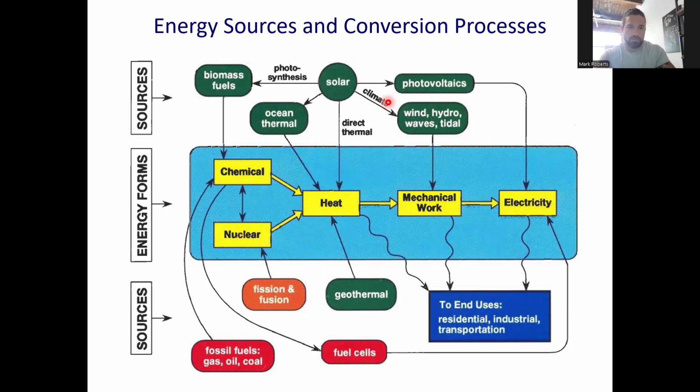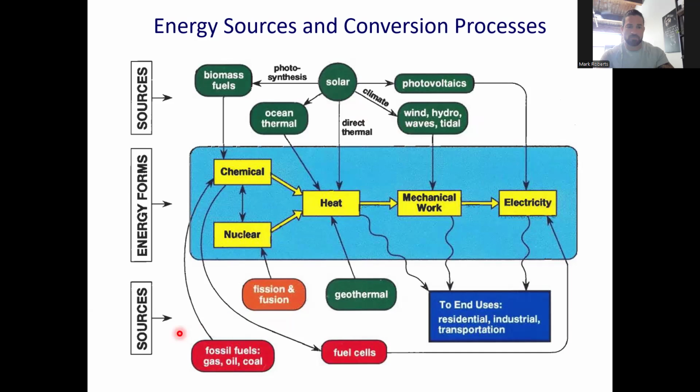For example, shown up here at the top, we have biomass and solar. Solar energy can be directly used for heat or converted to electricity through photosynthesis. It also creates ocean thermal sources and is responsible for driving various aspects of the climate, like our wind and water systems.